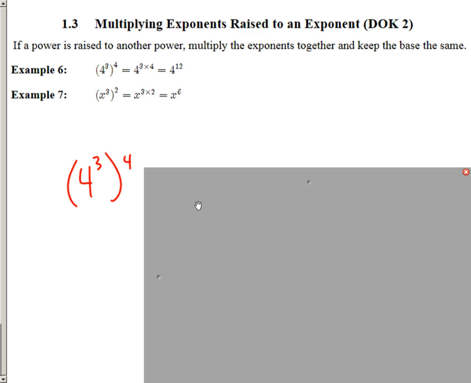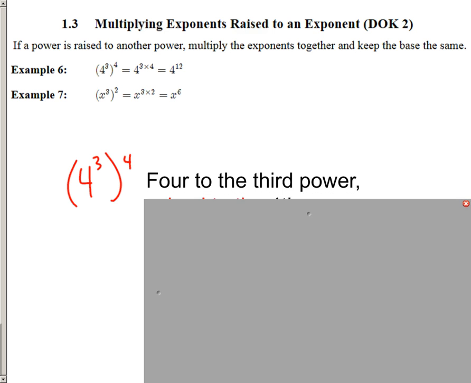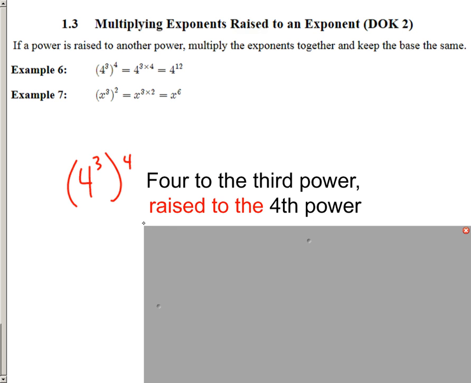Before we do that, let's understand how to actually pronounce this type of exponential expression. We know that inside of parentheses is 4 to the third power. So 4 to the third power is how you'd read this. You start on the inside of the parentheses. So 4 to the third power, and then what do we do with this exponent of 4 on the outside? You would say raised to the fourth power. So 4 to the third power raised to the fourth power. That's how we would read it.